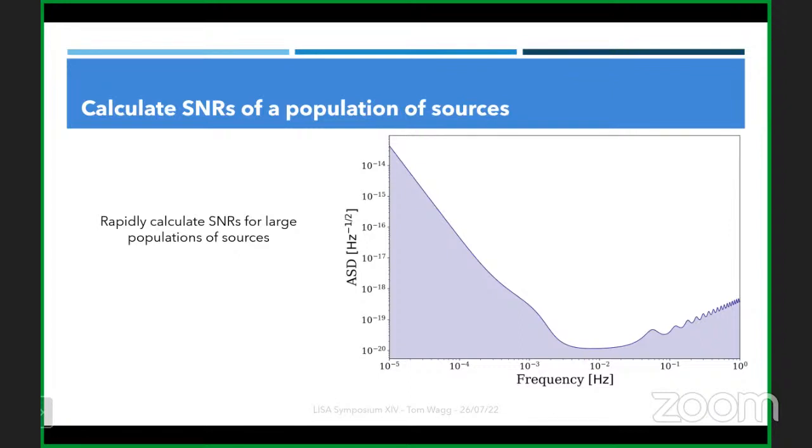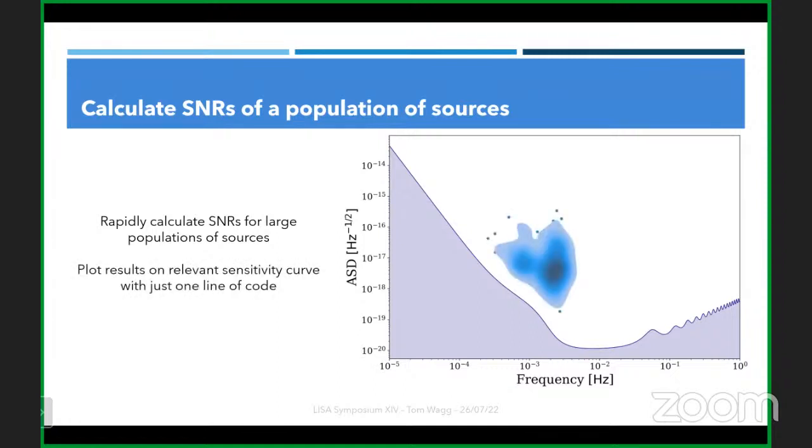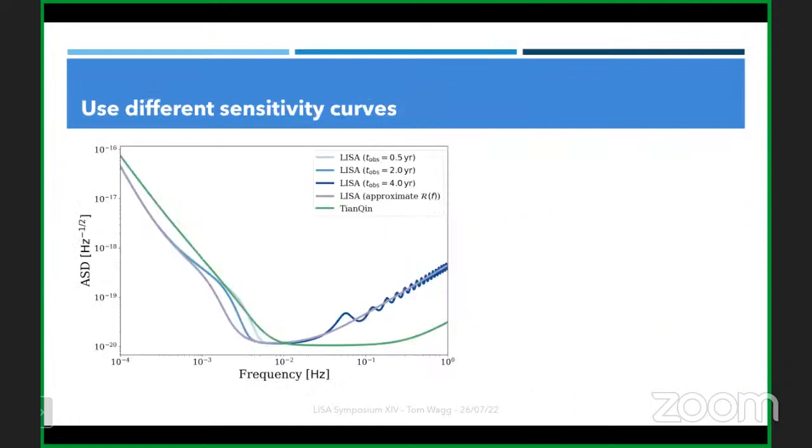Once you've calculated the signal to noise ratios of all your sources, you can plot them quite easily. If you want to make a plot like this, where you have a density distribution of your sources, it's just one line of code. You just say plot sources on sensitivity curve, and you get something like this. You can see we've got a density distribution here with some points just on the edges, because you can't plot the full distribution, it would be messy. You can see it's hovering around a couple of millihertz, and those are all of your detectable systems. You can do something like that nice and easily.